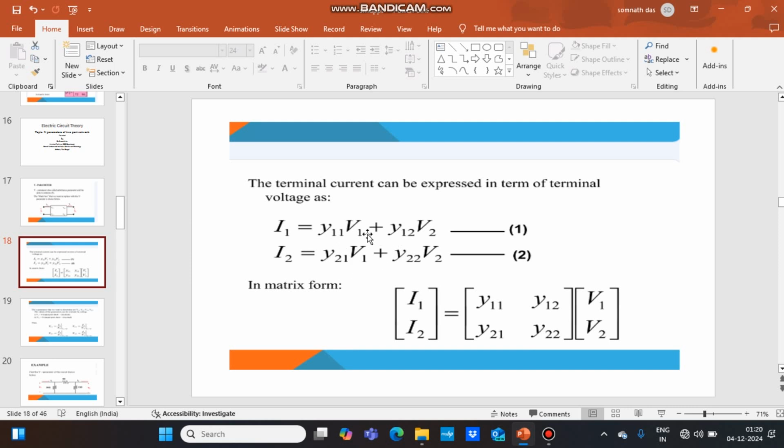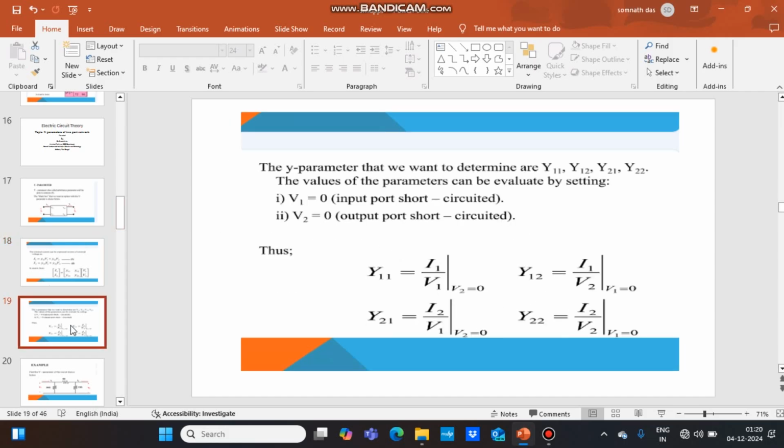So when V2 equal to 0, we are getting the values of Y11, Y21. Similarly, when V1 equal to 0, we will get the values of Y12 and Y22. So by making these two conditions, V1 equal to 0 and V2 equal to 0, we are getting the values of Y11, Y21, Y12, Y22.